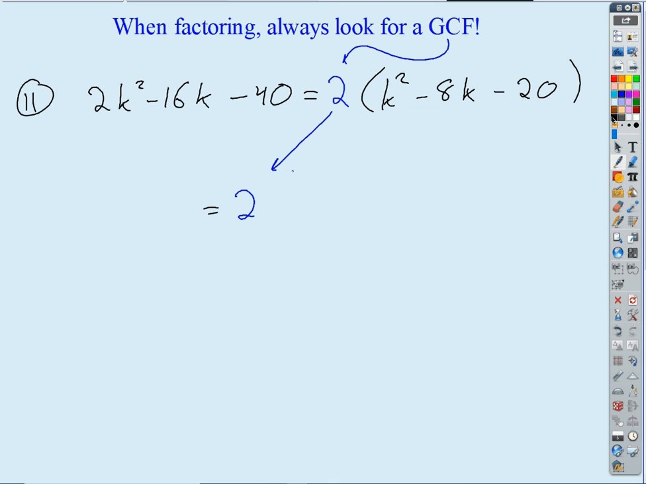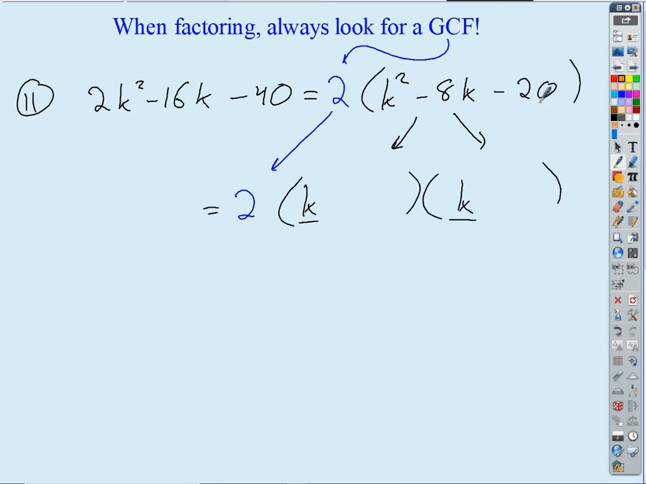There's my greatest common factor. But this trinomial, hopefully, is going to break up into 2 small factors. If it does, what has to go there and there? I'm just working on this part now. Those have to be k's, don't they? And what would my magic numbers have to do here? They have to multiply to what?